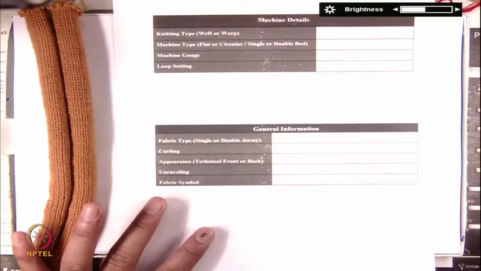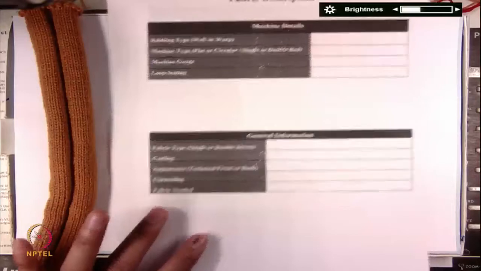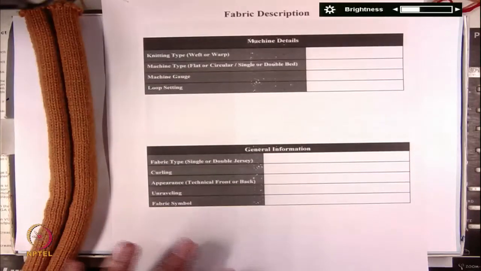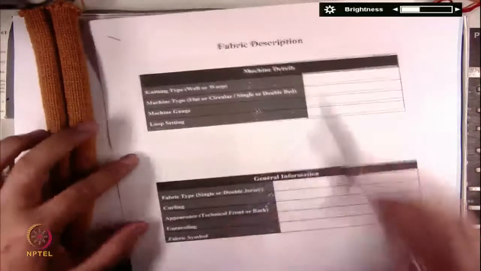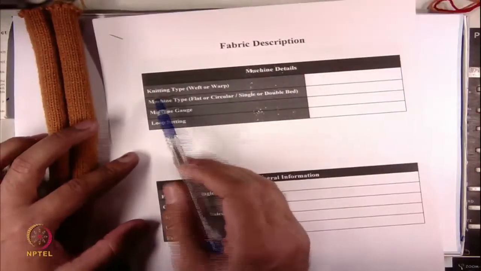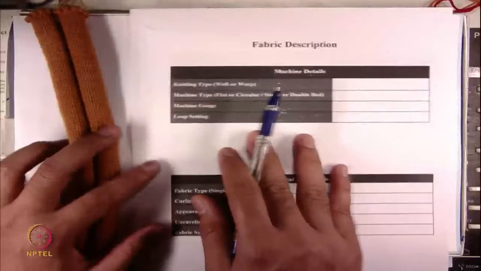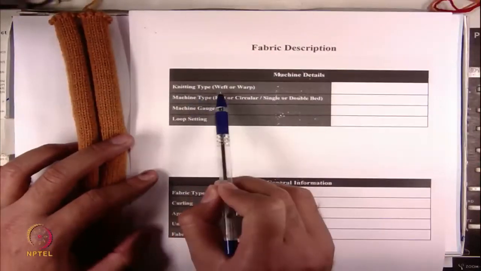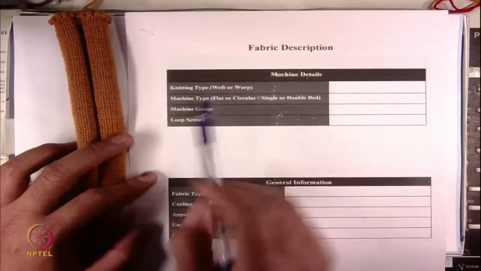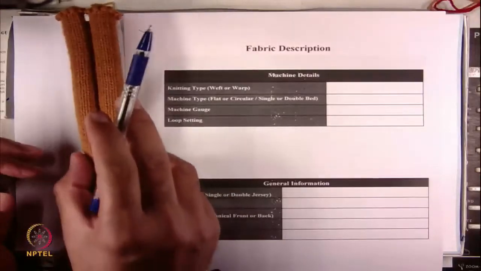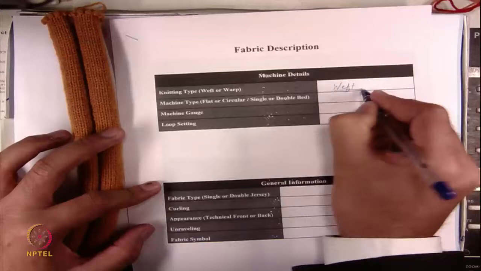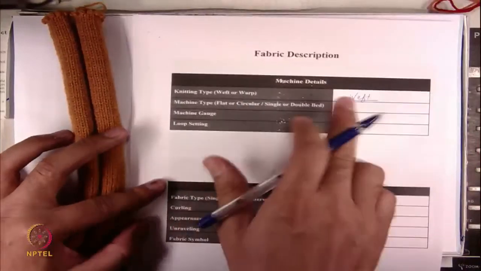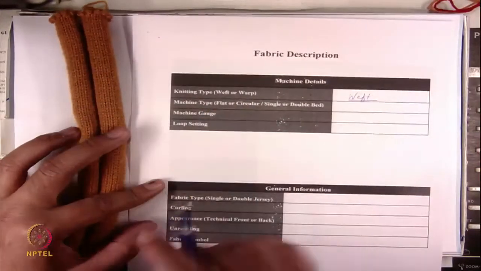There are certain things we need to analyze for any fabric. The first thing we are going to do is look at the machine details, like what type of knitting was used for making these fabrics. The first one is weft and warp. Obviously the fabric we are dealing with is weft knitting. So this is the weft knit machine. This is the weft knit fabric which we are analyzing.